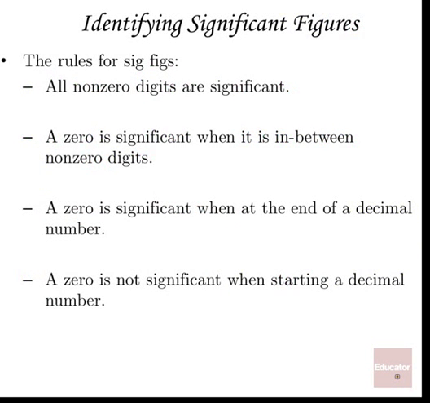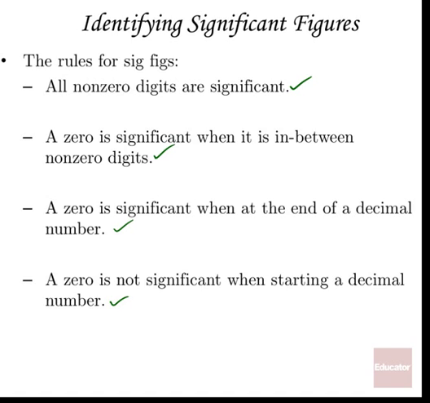Now, when you make a measurement, it's important to always write it down with the correct number of these significant figures. So now, what are the significant figures? What are the rules for identifying them? The rules for sig figs are the following. All non-zero digits are significant. A zero is significant when it is in between non-zero digits. A zero is significant when at the end of a decimal number. And a zero is not significant when starting a decimal number.